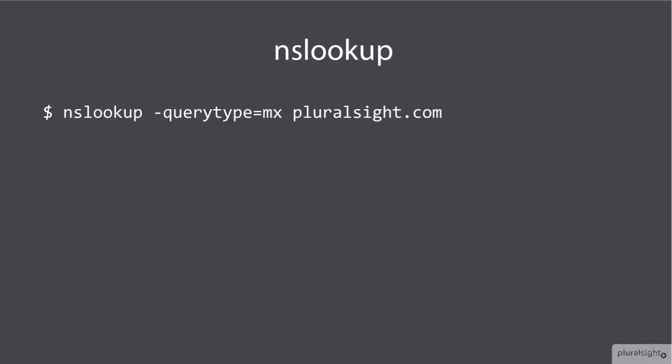If we want to look at the mail exchange record, where are the email servers, we could use then -query type equals mx, and of course then the domain that we're looking for. So here we might look for pluralsight.com.